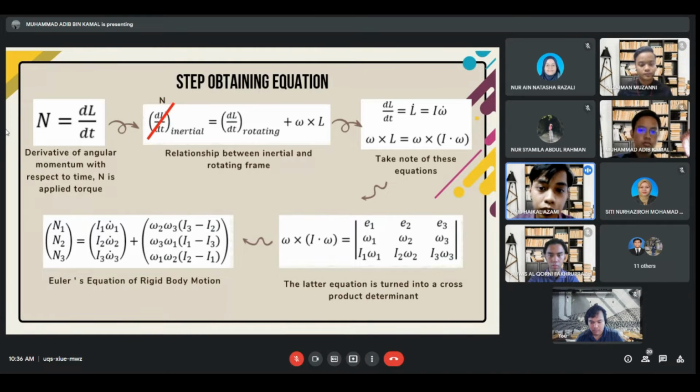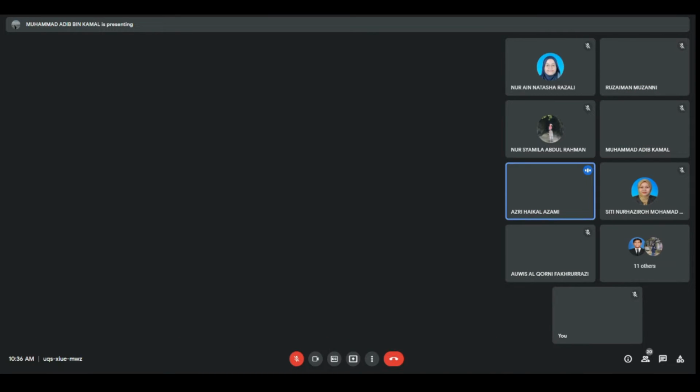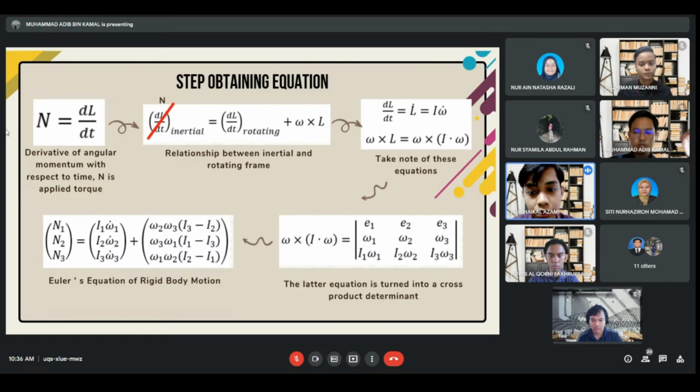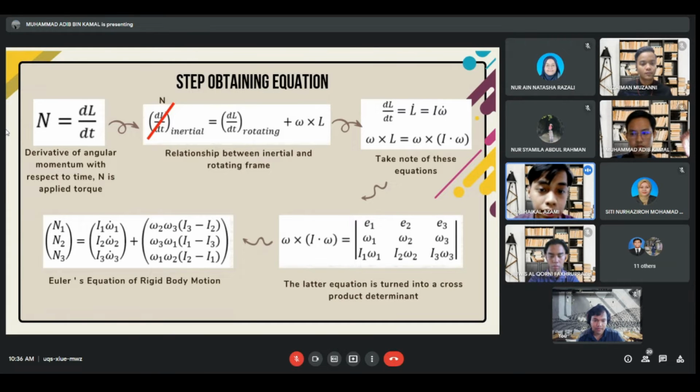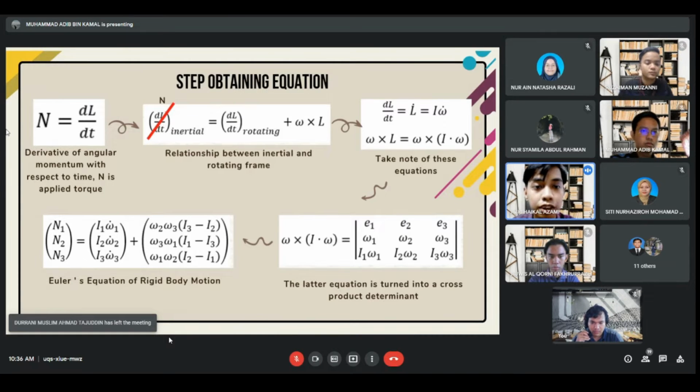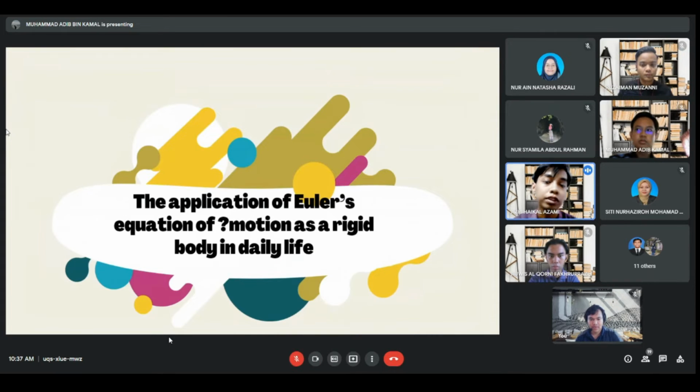Okay, for the third equation, we need to take note of these equations. From the equation omega cross L, we need to turn the latter into a cross product determinant. From the cross product determinant, we substitute the values from the cross product and the third step equation into the second step equation in matrix form, into three components, which is the Euler equation of rigid body motion. From the last equation, we can see the Euler equation of rigid body motion. Okay, that's all for the step equation.